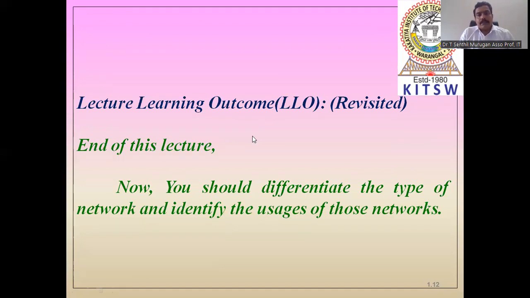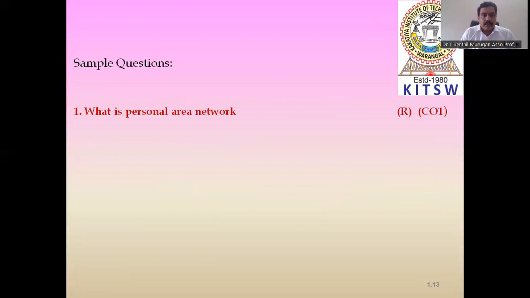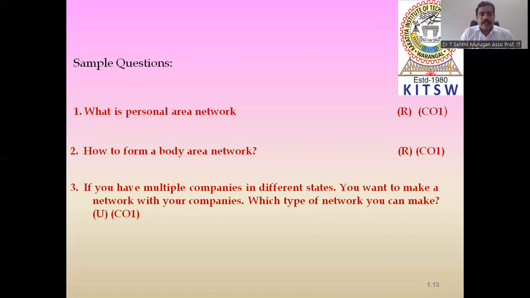So we have discussed different types of networks. At the end of this lecture, you should be able to differentiate the types of network. If I show any images or different examples, you can easily identify what type of network it is, and identify the usages of those networks. So I posted sample questions to recall this. What is a personal area network? Now I told you the personal area network; you have the idea, I think. The next question, how to form a body area network? I already told you: Bluetooth devices, phones, and smart watches are connected and it will move with the person. That is considered the body area network.